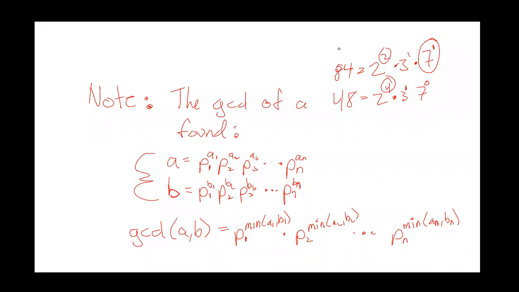Any questions about that? All right, one more observation about GCD, and this observation will lead us to the Euclidean algorithm. Note that A is equal to B times some quotient plus some remainder. This is true for all integers A and B.